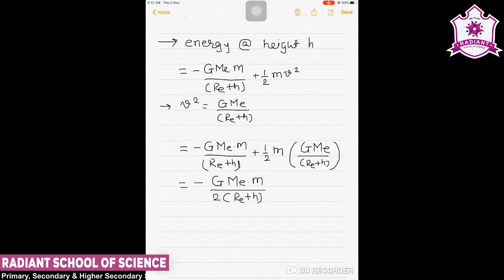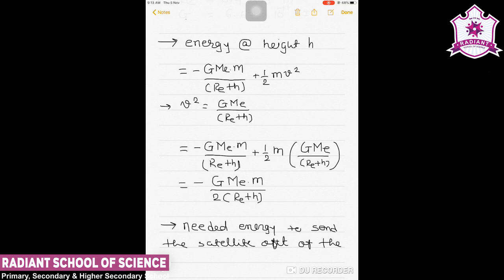Energy expended to send the rocket or satellite out of the Earth's gravitational field is equal to minus of this energy. So this is actually called the binding energy, and therefore the energy needed to send the satellite out of the influence of gravitation, or the influence of Earth.